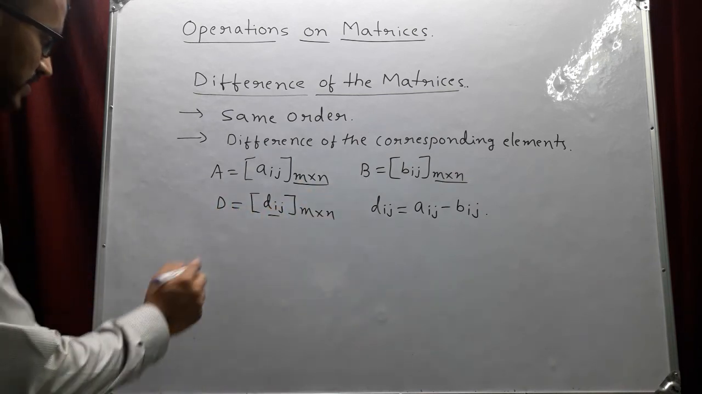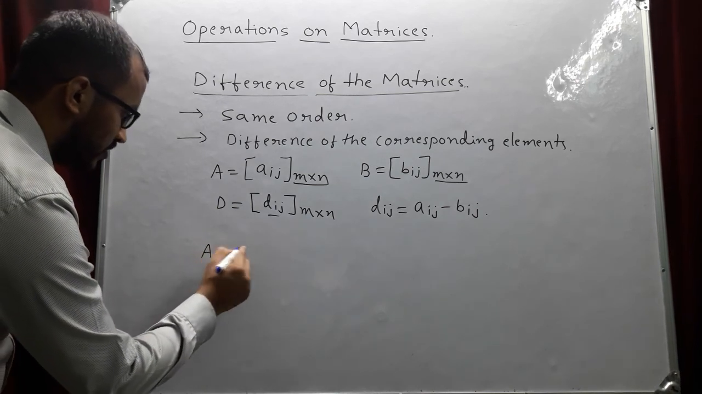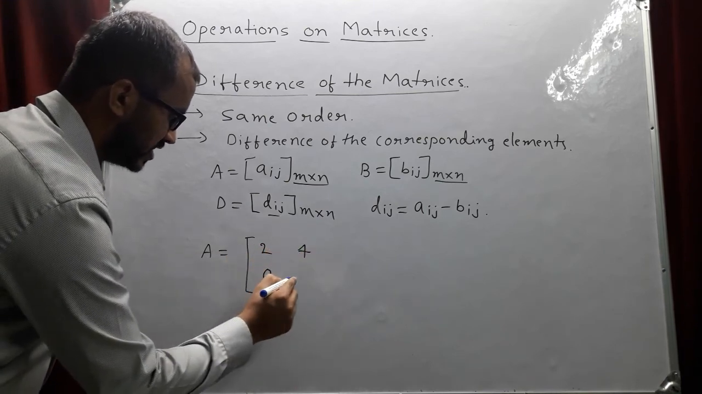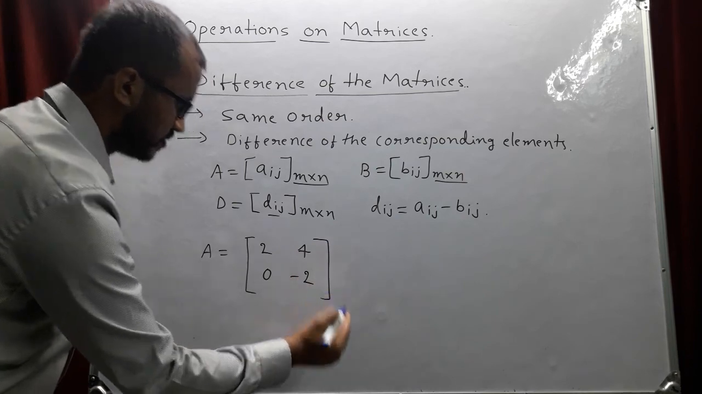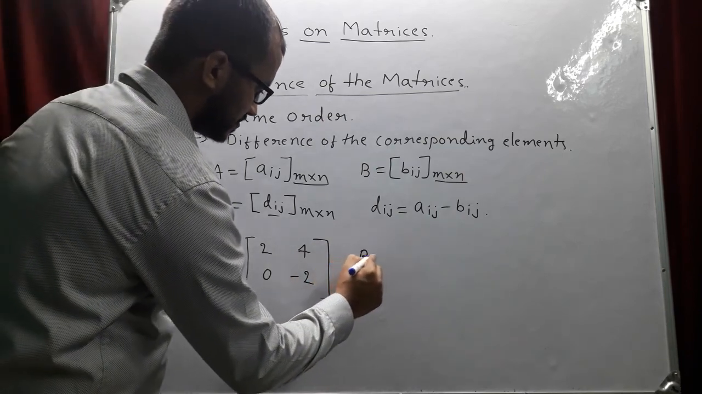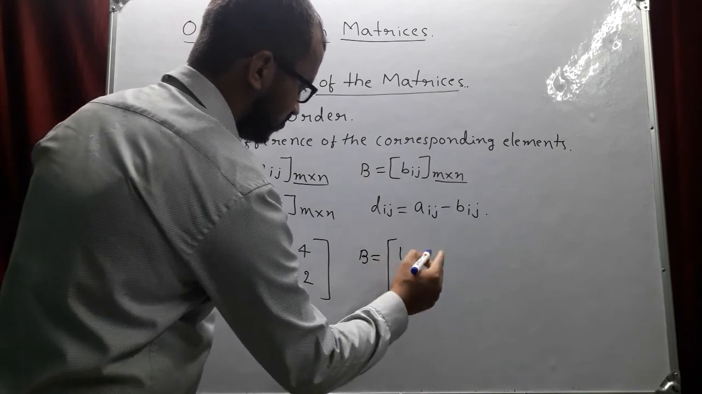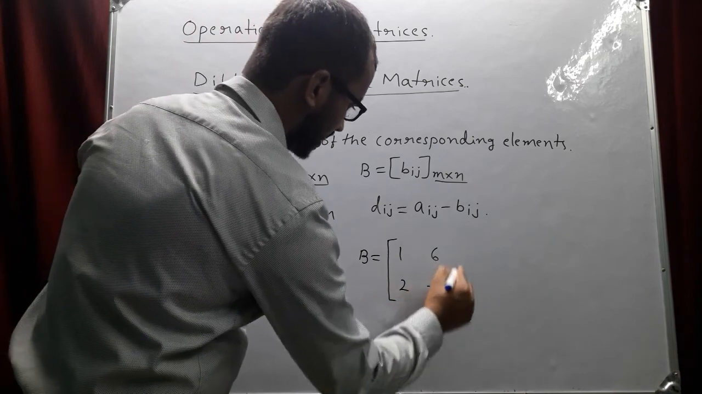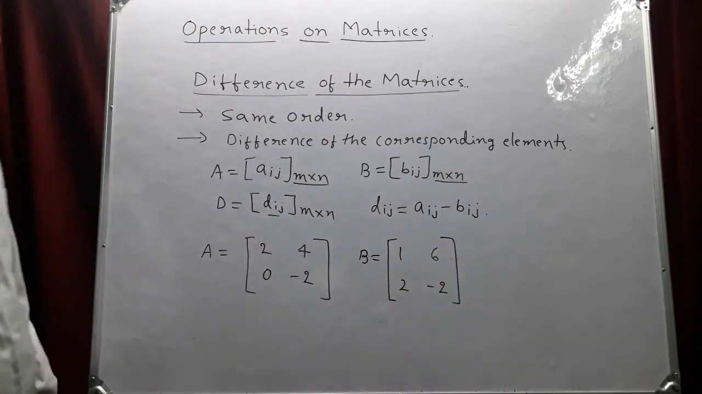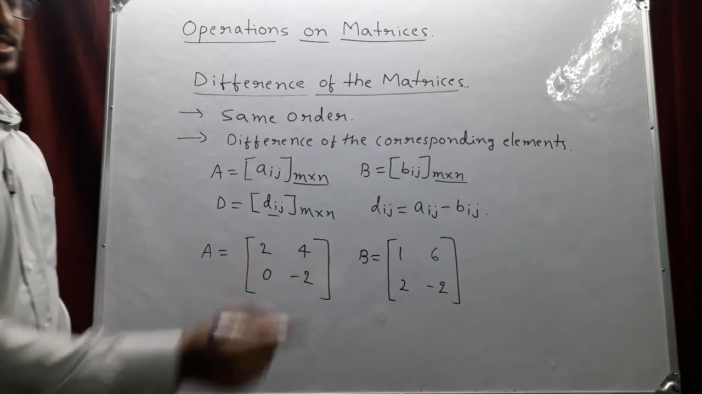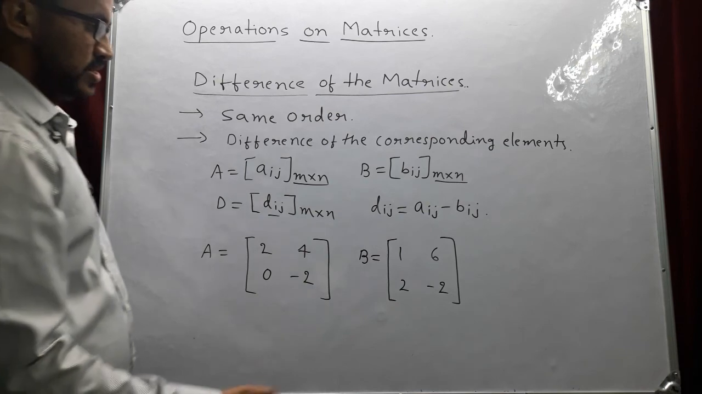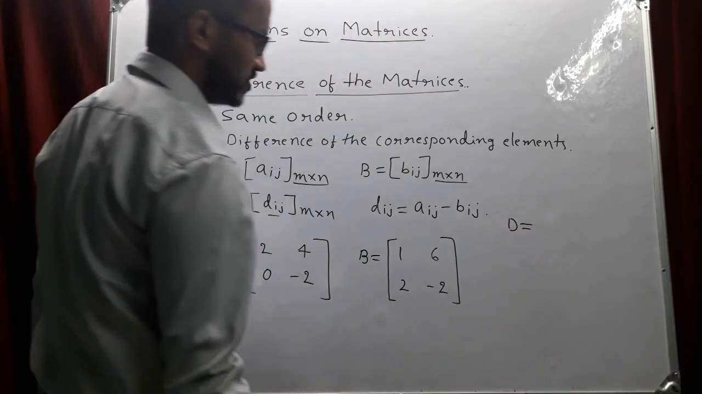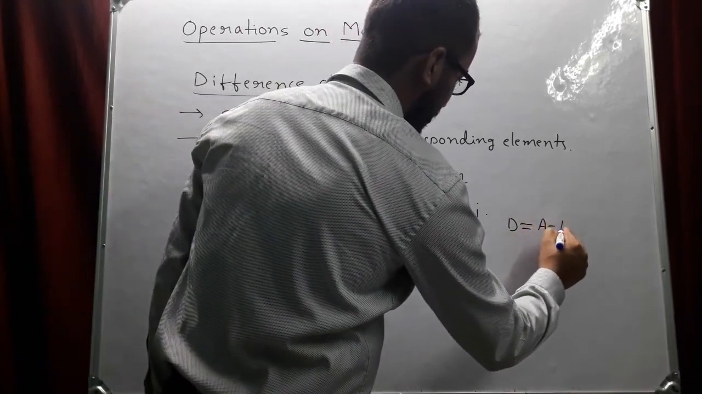Now, for example, consider A equal to the matrix 2, 4, 0, minus 2, and B equal to 1, 6, 2, minus 2. Clearly, both the matrices are of the same order. Then the difference of the matrices A and B, let us write D equal to A minus B.